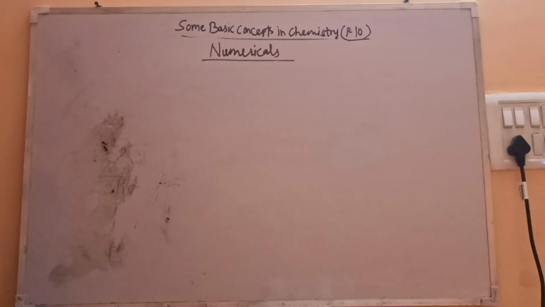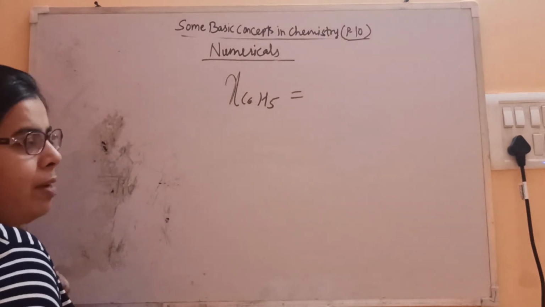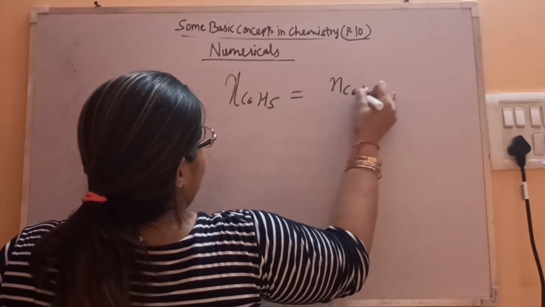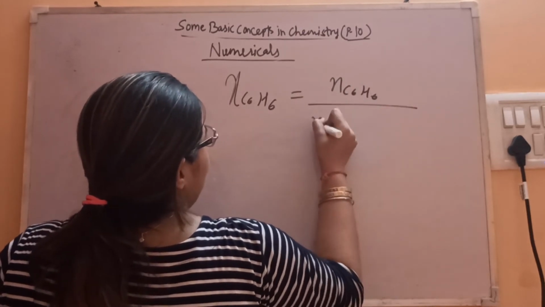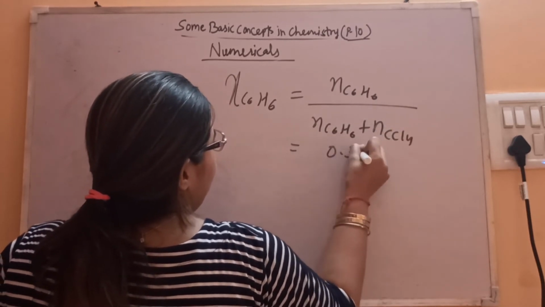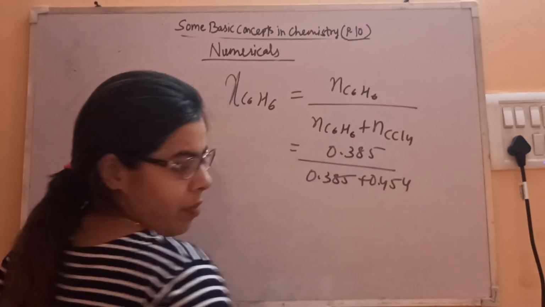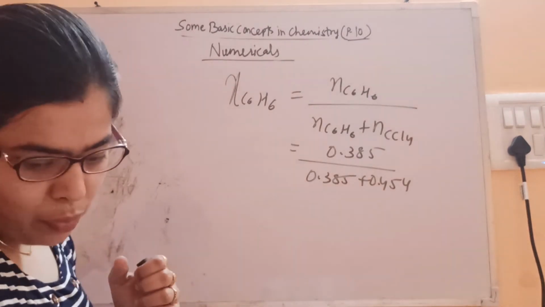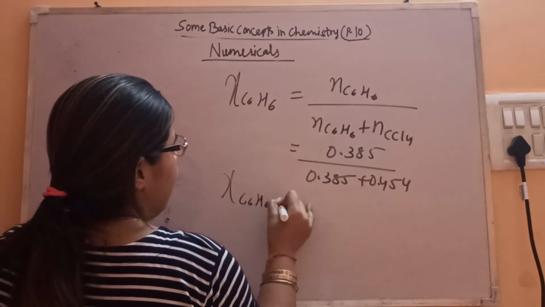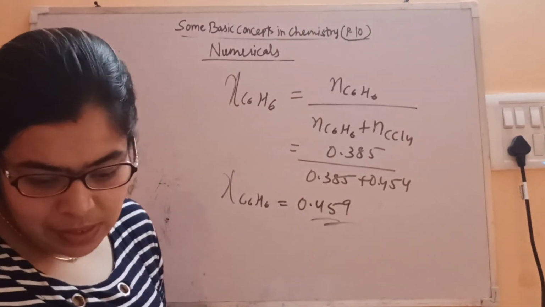You have to calculate the mole fraction of benzene. If you have calculated the mole fraction of one of the components, for the other you can easily calculate by subtraction from the other one. So number of moles of benzene divided by number of moles of benzene plus number of moles of CCl4. Substitute the value 0.385 plus 0.454. When you will solve this, you will get 0.459. Mole fraction of benzene is 0.459. Oh, sorry, not mole. It's a unitless quantity. So this is the answer.